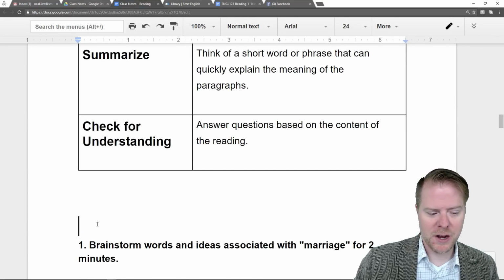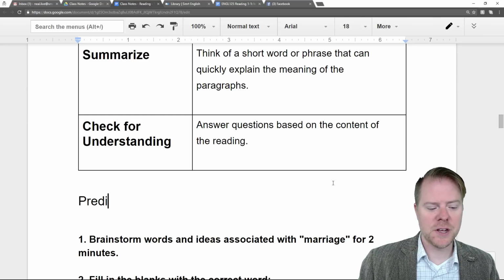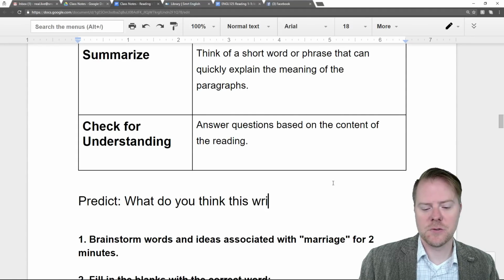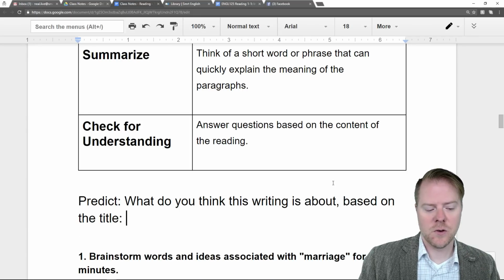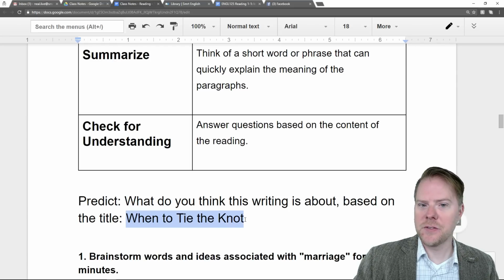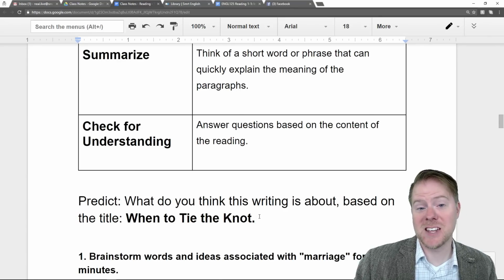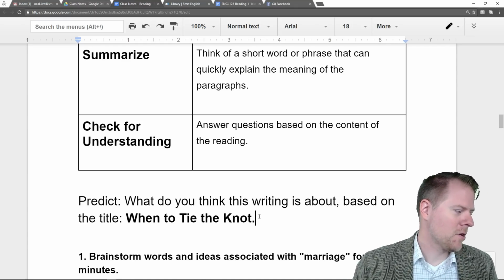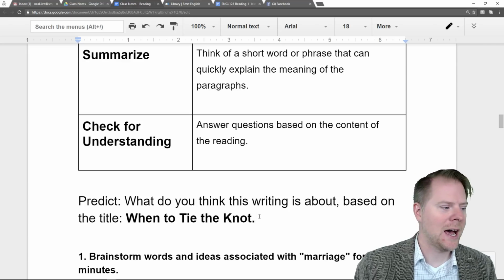So actually, before we brainstorm, I'm going to ask you another question. I'm going to write another question in the notes. A predict question. What do you think this writing is about based on the title, When to Tie the Knot? Based on this title, what do you think this reading will be about? I'm asking you to answer in the chat room here. Go ahead.